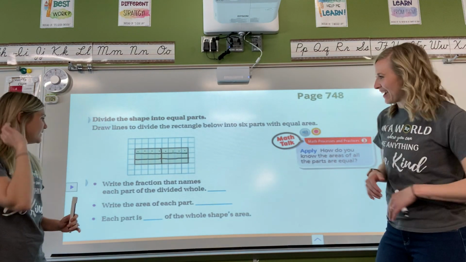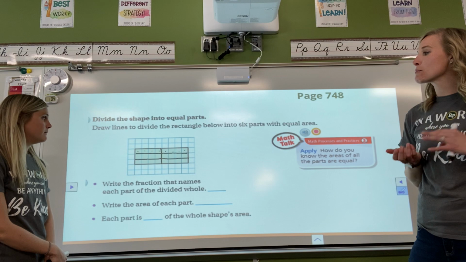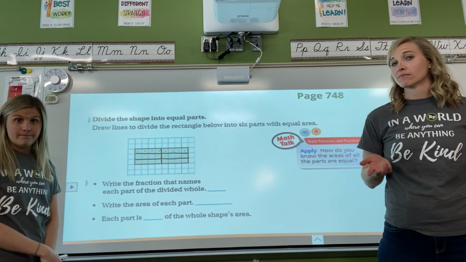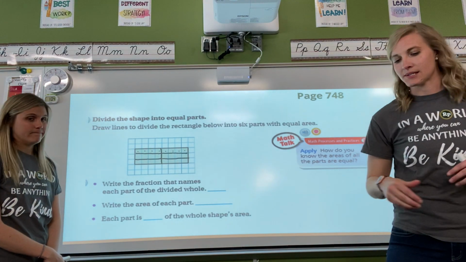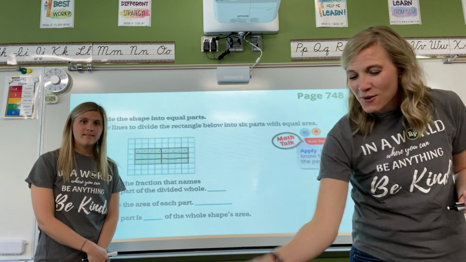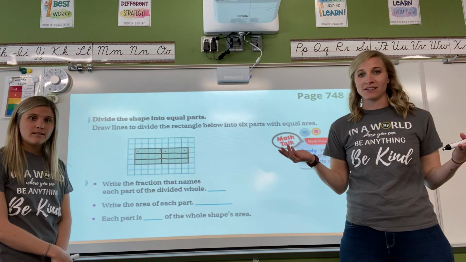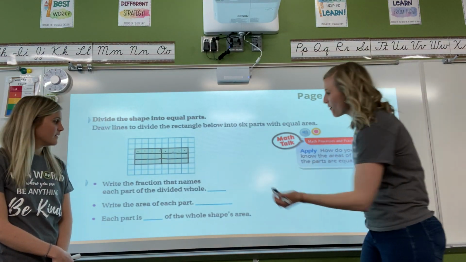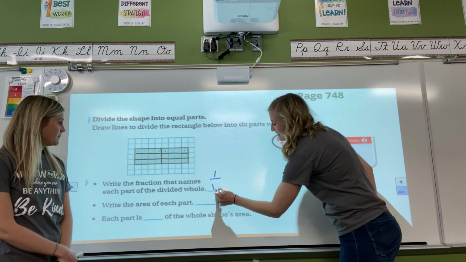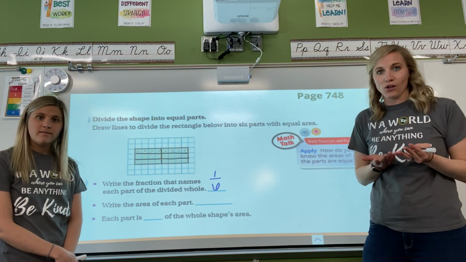Nice job, you guys. So then it says write the fraction that names each part of the divided whole. Hey, Bryn, what is each part called of the divided whole? Yes, 1/6. Each part equals 1/6 of the whole shape.